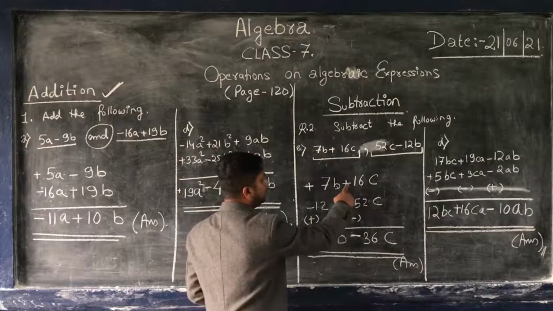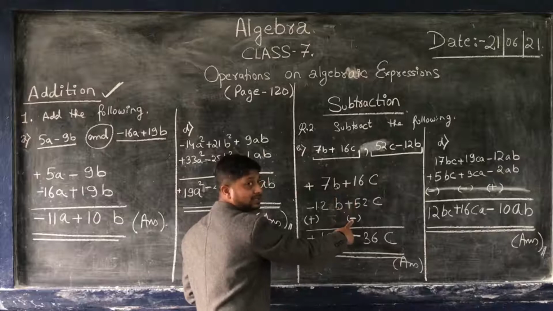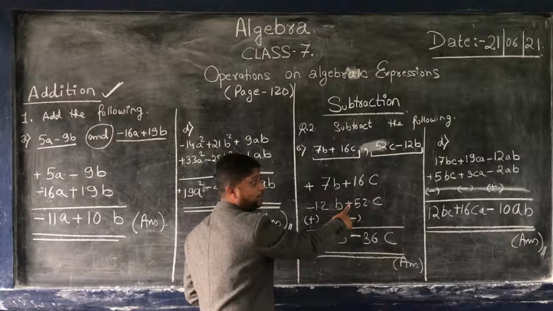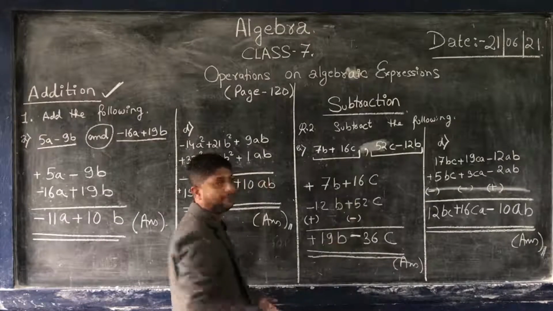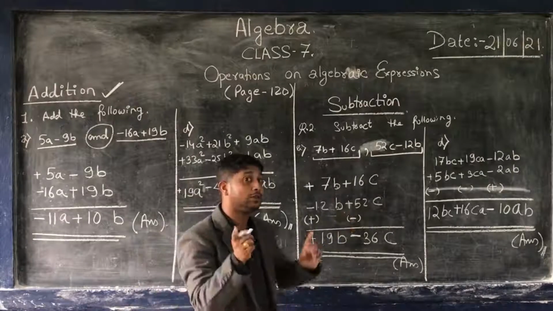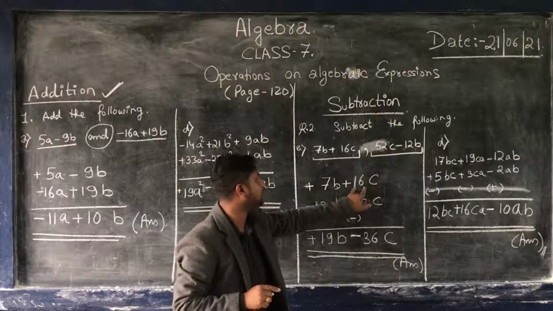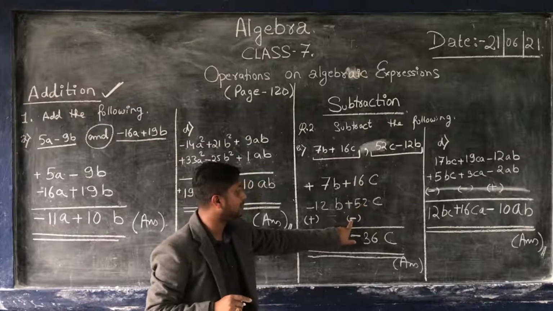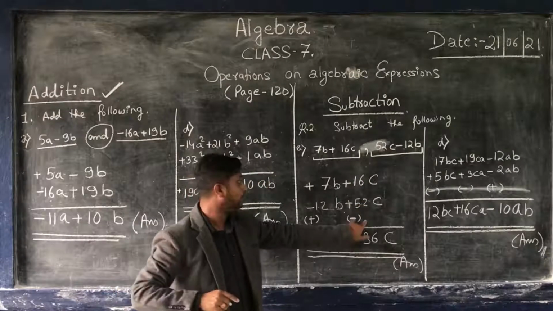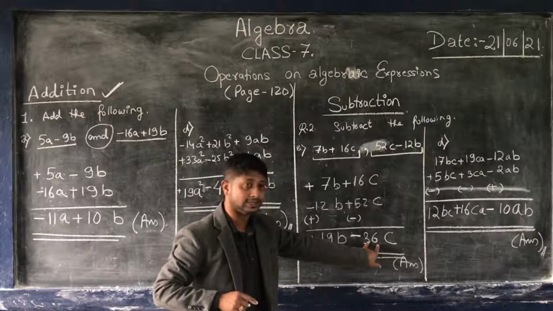Then what to do? One is plus, one is minus. It's not plus anymore. One is plus, one is minus. So definitely I will subtract, and I put the bigger number's sign. 52 is bigger than 16 and the 52 symbol is minus. So minus has come out here. 52 minus 16 is 36.